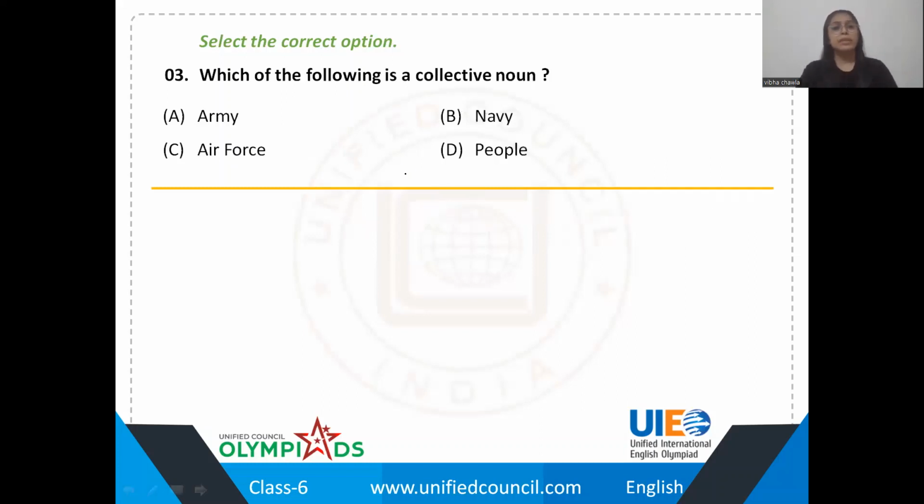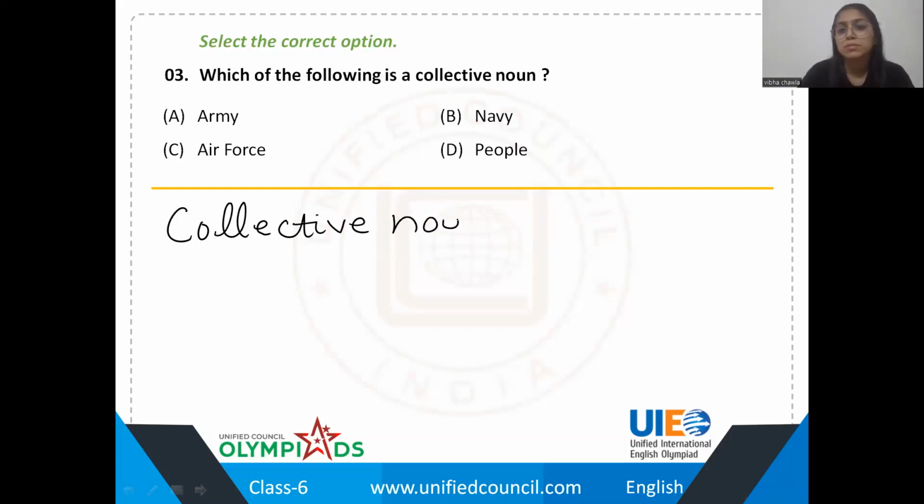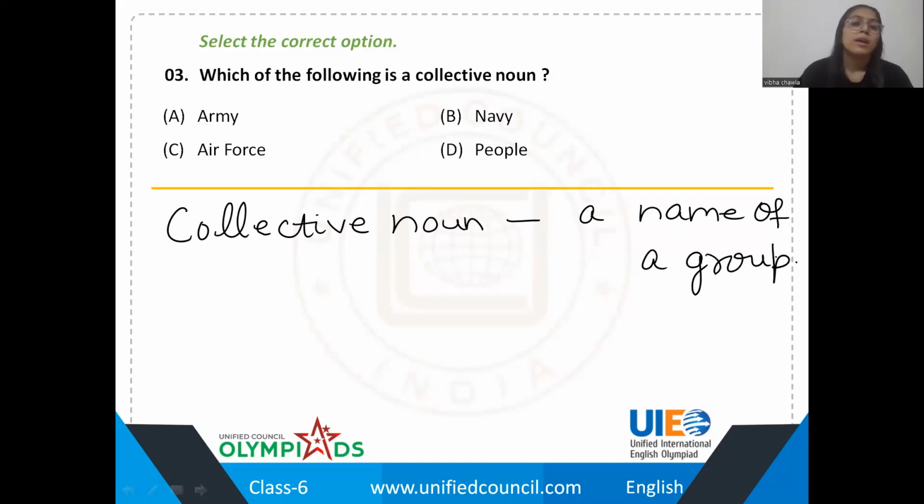Now we have question number 3, very interesting. Which of the following is a collective noun? So what does collective noun mean? A collective noun is basically a name of a group. So let's have a look at all the options and let's see which of the following is actually a name of a group. Army, Navy, Air Force or people.